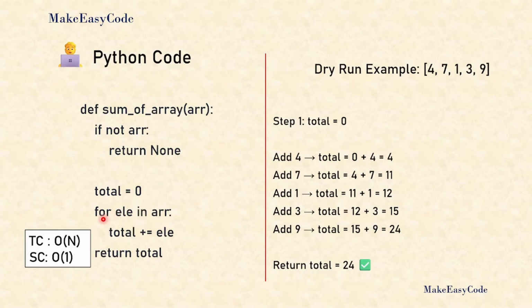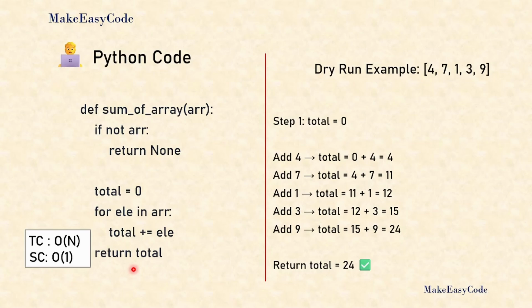And here I've used a for loop, for ELE in array, to iterate through each of the elements in the array. This ELE will take each value one by one from the array. Here I have given total plus equal to ELE. It means it will keep adding to the total, and this is the same as total equal to total plus ELE, right? And at the end, after the loop ends, we return the final sum in total.